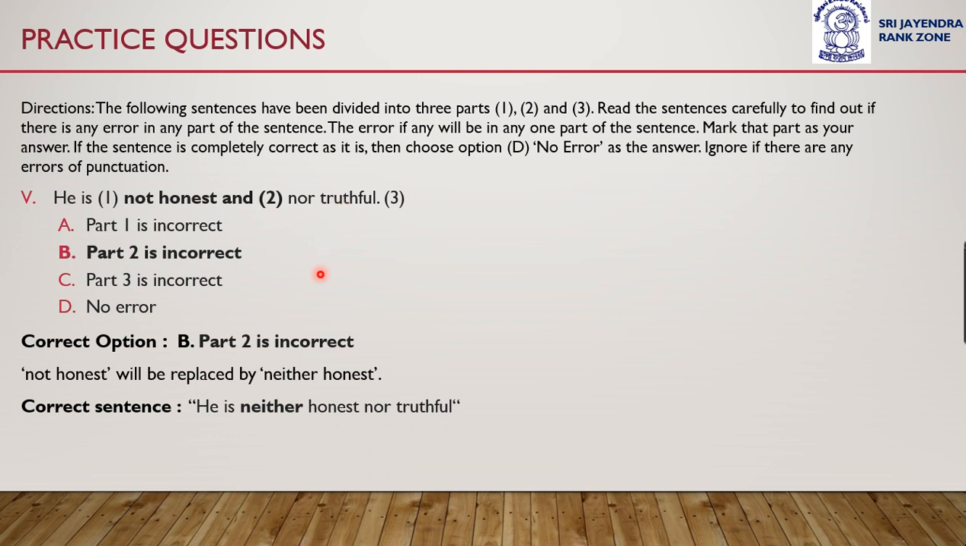Okay, the correct sentence would become, he is neither honest nor truthful. We will remove and as well. Okay, he is neither honest nor truthful.